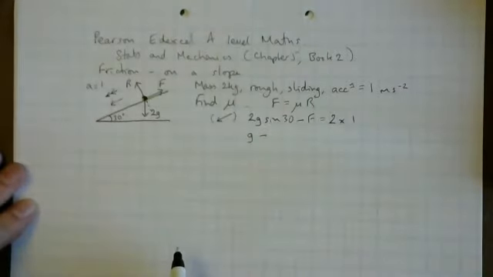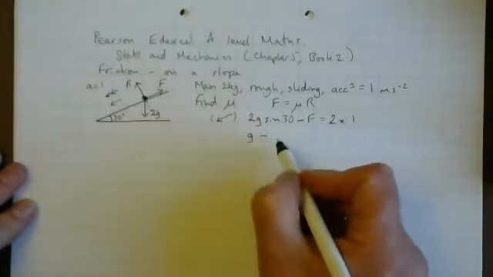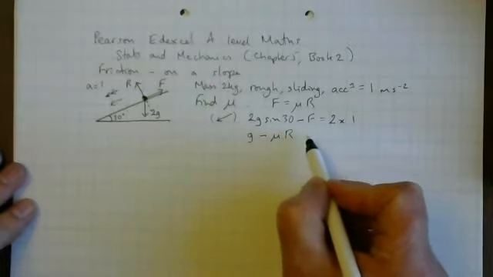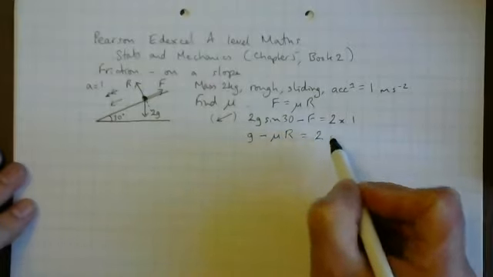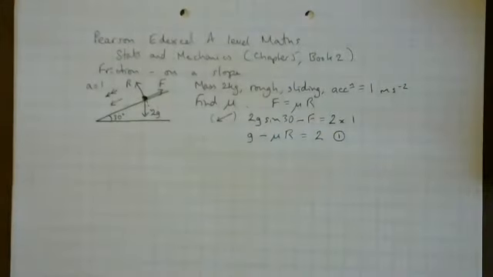minus. Now F is F max. F max is mu times R. We don't know what mu is. Equals 2. We'll call that equation number 1. So g minus mu R equals 2. We need to know what R is.